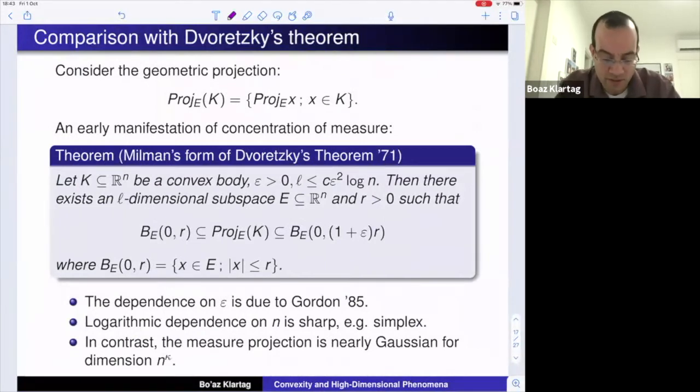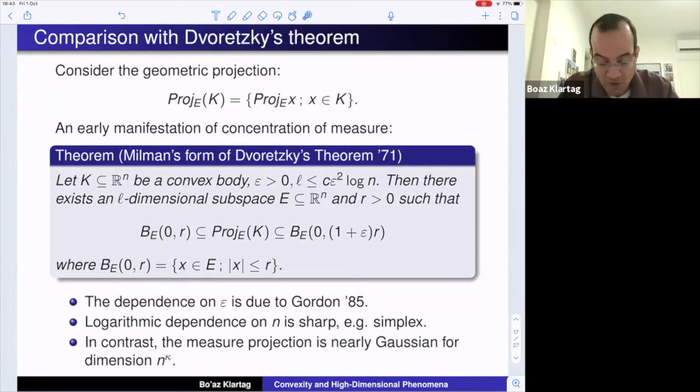Okay, so let's compare this central limit theorem for convexity with Dvoretzky's theorem. Dvoretzky's theorem is an earlier manifestation of this concentration of measure phenomenon, and this is about the geometric projection of a set. You just take all points in K, you project them to E, and you get the projection of K onto the subspace E.